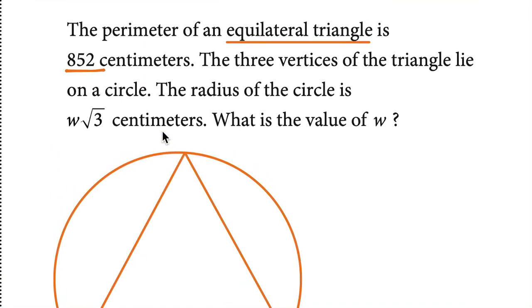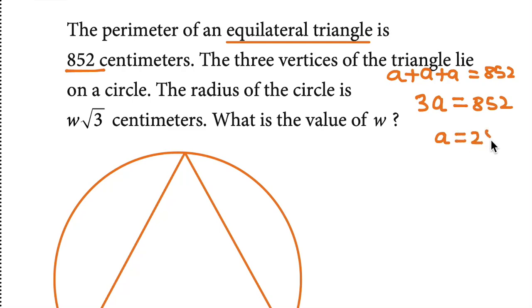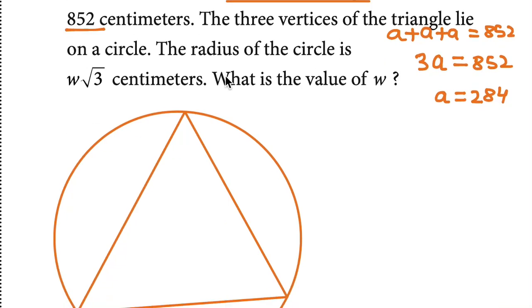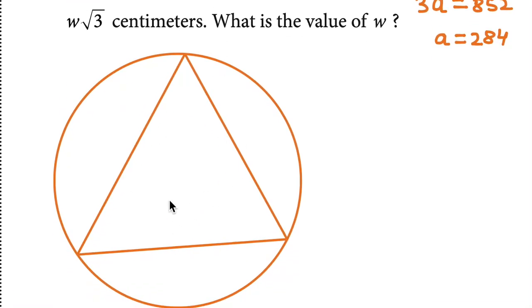Because the perimeter of the triangle is 852 centimeters, let the side be A, that means A plus A plus A is equal to 852. So 3A is equal to 852, dividing by 3 on both sides, this is equal to 284. First information decoded. Now let's go to the second information, that it lies inside the circle. This side is 284, this side is 284 and this side is also 284.